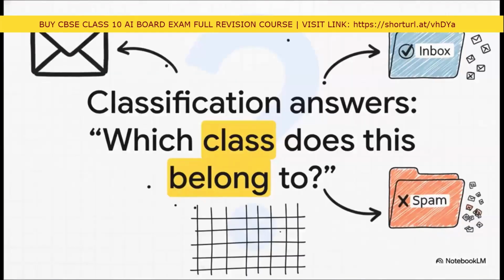You see this all the time. When your email service looks at a new message and decides, is this spam or is it not spam? That's a classification model in action. It's just taking that new piece of data and figuring out which side of the line it belongs on. It's an amazing tool for any kind of this or that question.